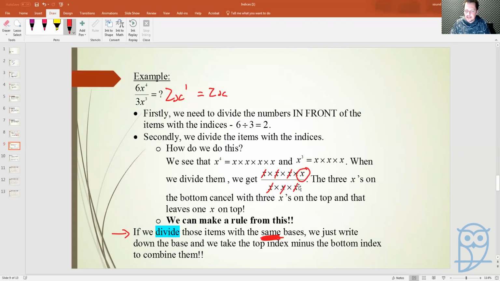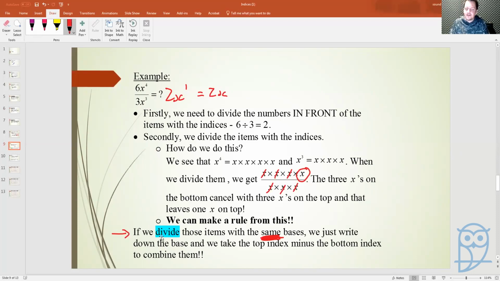So when you write them as a divide sum, you're going to cancel the 1, cancel the next one, cancel the next one, and you're left with only 1 at the top. And that is why your answer is 2x. But again, we can come up with a rule for this.